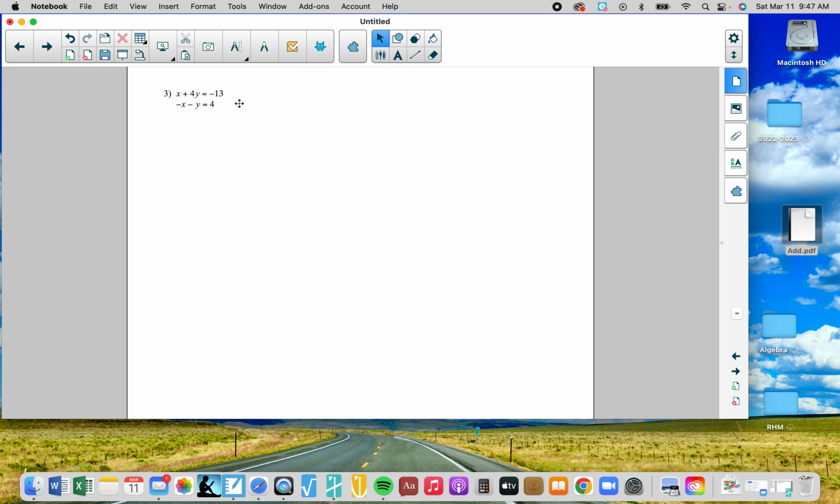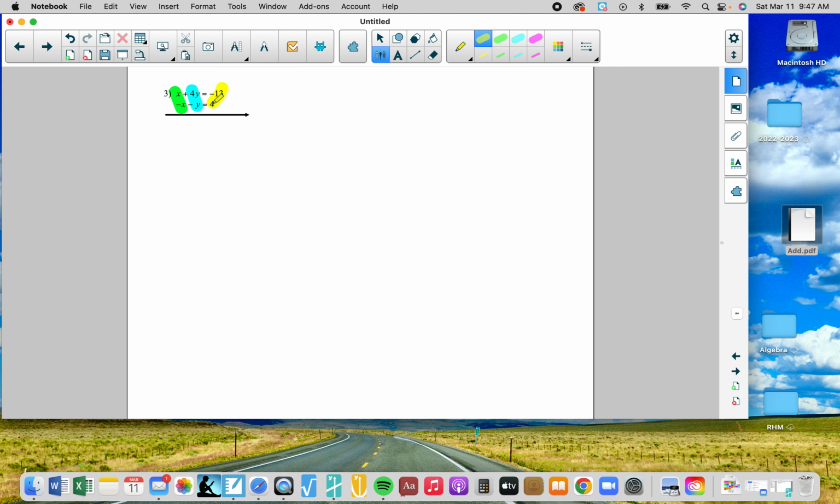The third one, again, we look to make sure, is it set up in the same manner? X, y equals constant. X, y equals constant. Yes. So now we can add the columns. I probably should have done an example where it wasn't, and we're going to have to manipulate it and make sure that they are. Maybe I will create one of those.